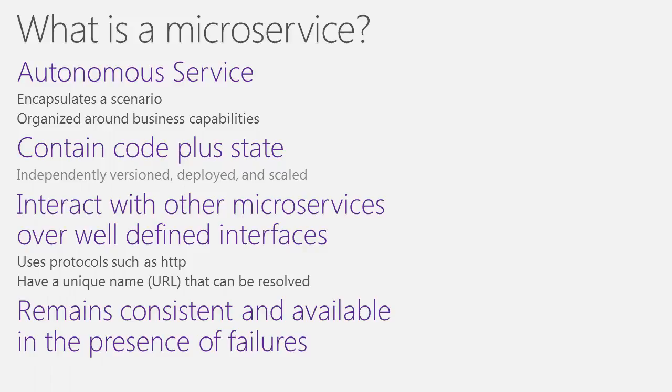A microservice is loosely coupled and interacts with other microservices through well-defined interfaces using protocols like HTTP. They remain consistent and available in the presence of failure, meaning even if the machine that hosts a microservice goes down, the functionality provided by the service should still be offered by the application.